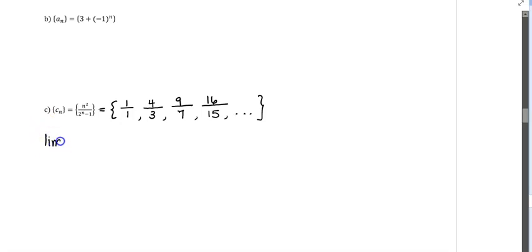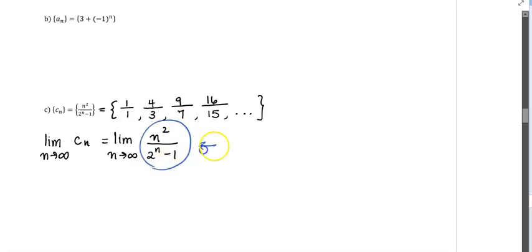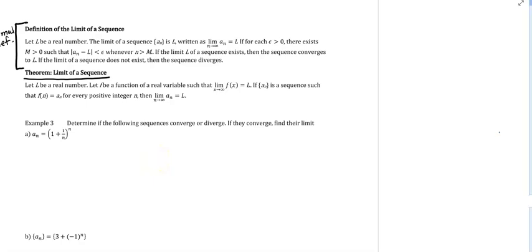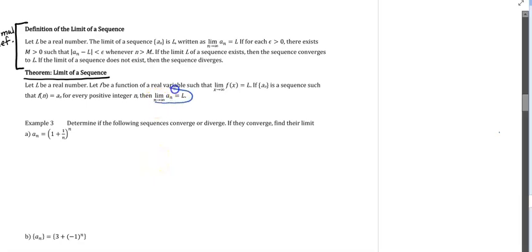So I want to know what is happening to the terms of this sequence, c sub n, as n goes to infinity. What is the limit as n goes to infinity of this sequence, n squared over 2 to the n minus 1? Now we've taken limits before in calculus. We have not taken limits before of sequences. We have taken limits before of functions, which is why we have this theorem that tells us if we're interested in finding the limit of a sequence, a sub n, we can think of it as the limit of a function. I'm just going to swap out the n's for x's.